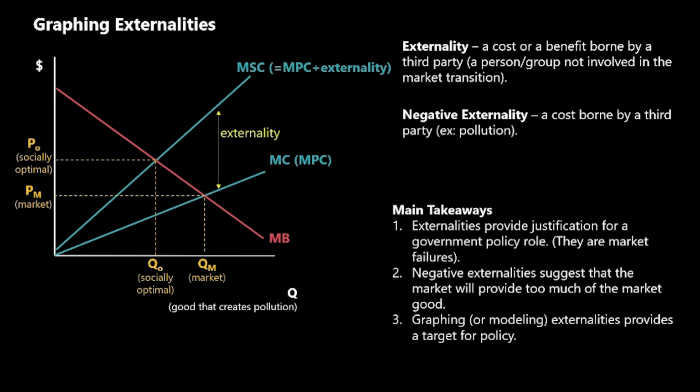And therefore, this graphing or modeling of externalities provides not only justification for a role of government, but also provides us with a target for policy. Not only do we know that we're producing too much and we should be producing less than QM, we have a target, and that would be QO, the socially optimal level.